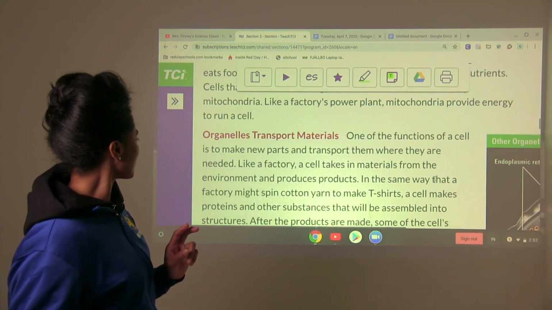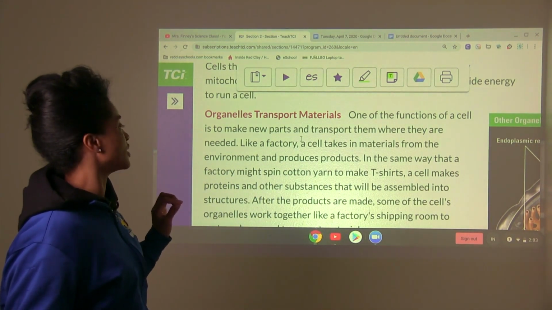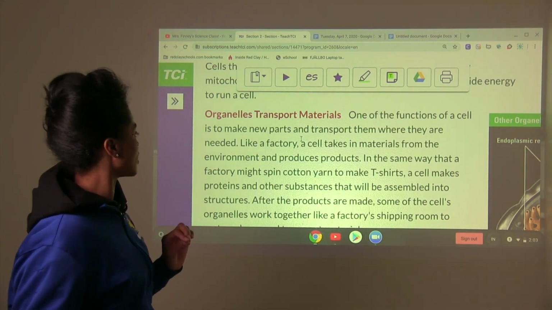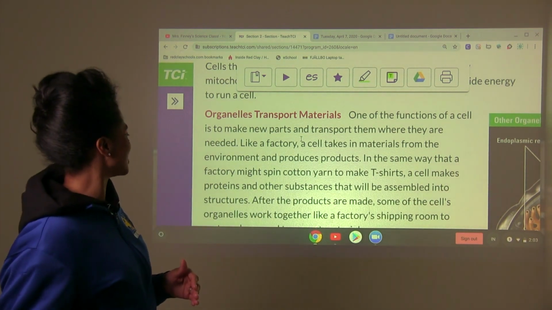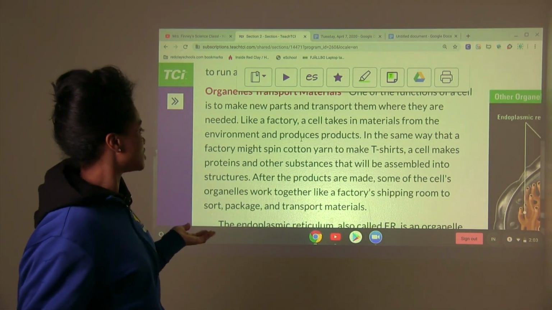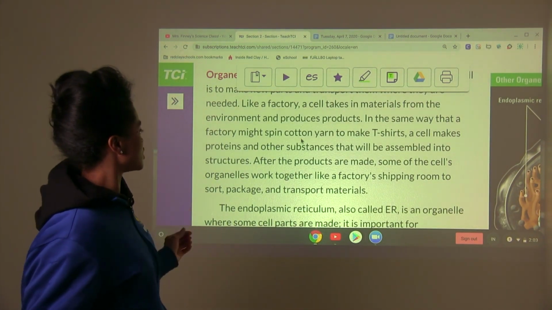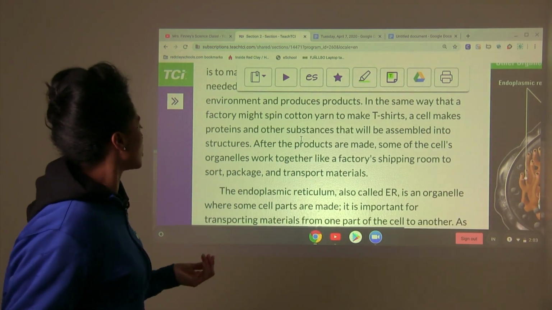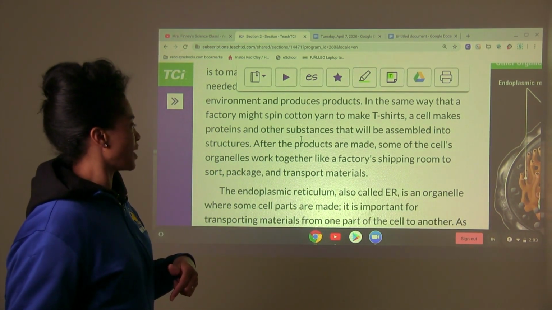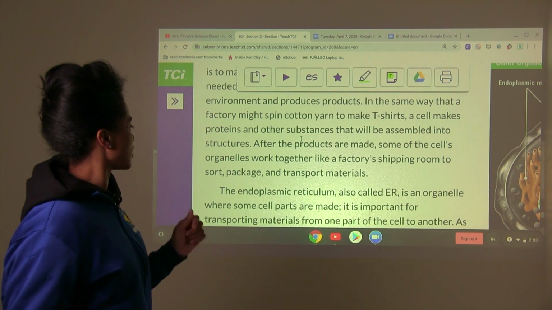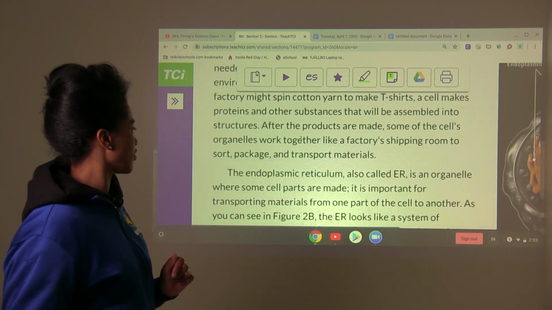Next one. So if organelles transport materials, one of the functions of a cell is to make new parts and transport them where they are needed. Like a factory, a cell takes in materials from the environment and produces products, in the same way that a factory might spin cotton yarn to make t-shirts. A cell makes proteins and other substances that will be assembled into structures. After the products are made, some of the cell's organelles work together like a factory shipping room to sort, package, and transport materials.